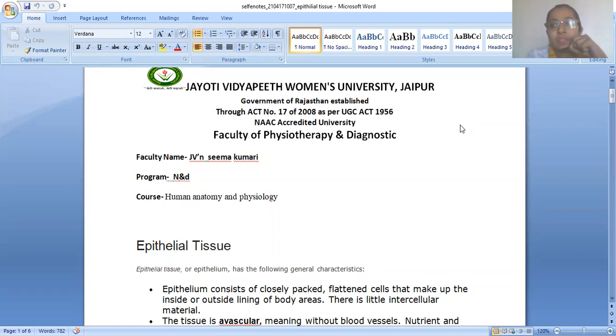So previously we have discussed the scope of anatomy, physiology and basic terminology used. And then in the second lecture we have discussed the cell, its structure, its components and function. Today we are going to discuss the epithelial tissue.